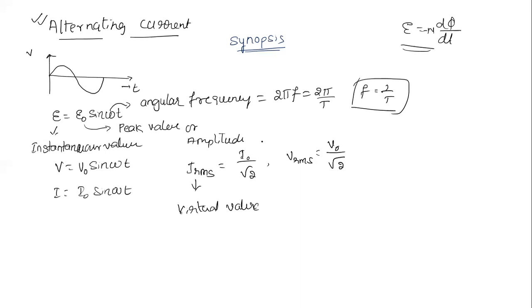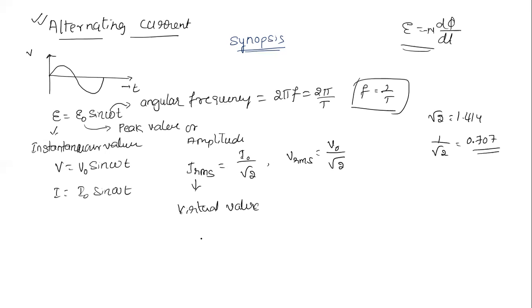I naught stands for what now? I naught stands for maximum current or peak current. So these are the relations of I naught and V naught. You need to remember here, we can write it like this also. This root 2 value is 1.414, and since it's 1 by root 2, 1 by root 2 value is 0.707. This is a very important number, you should remember.